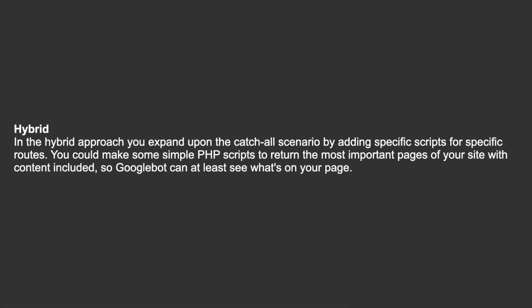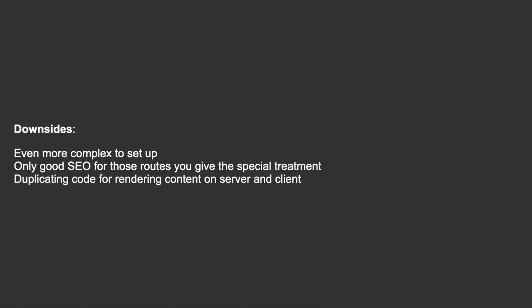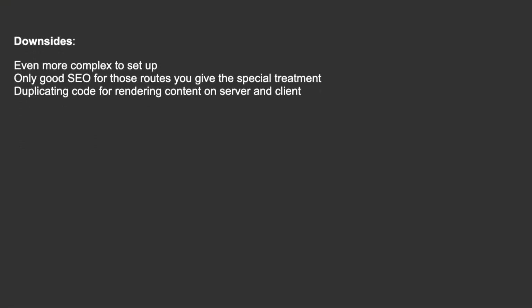Hybrid. In the hybrid approach you expand upon the catch-all scenario by adding specific scripts for specific routes. You could make some simple PHP scripts to return the most important pages of your site with content included, so Googlebot can at least see what's on your page. Downsides. Even more complex to set up. Only good SEO for those routes you give the special treatment. Duplicating code for rendering content on server and client. Full stop.